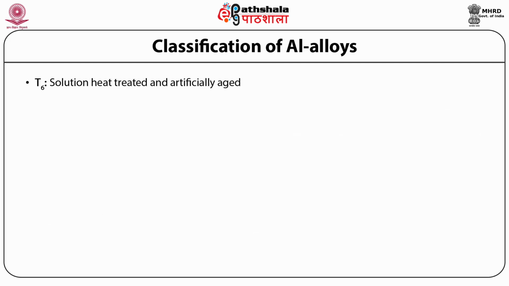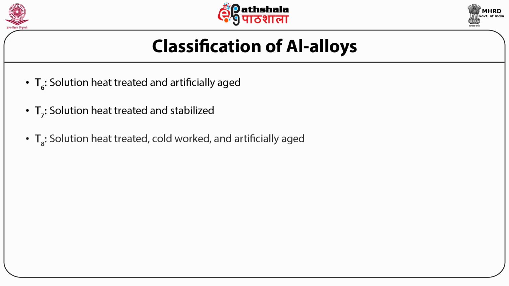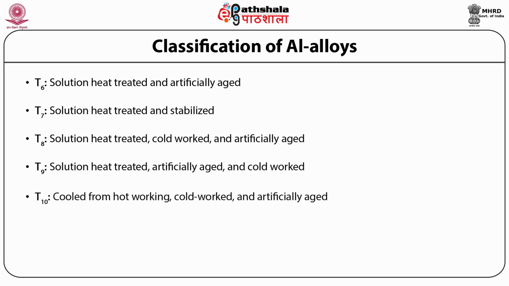T6 corresponds to solution heat treated and artificially aged, T7 is solution heat treated and stabilized, T8 solution heat treated, cold worked and artificially aged, T9 corresponds to solution heat treated, artificially aged and cold worked. T10 corresponds to cooled from hot working, cold worked and artificially aged. W corresponds to solution heat treated only.